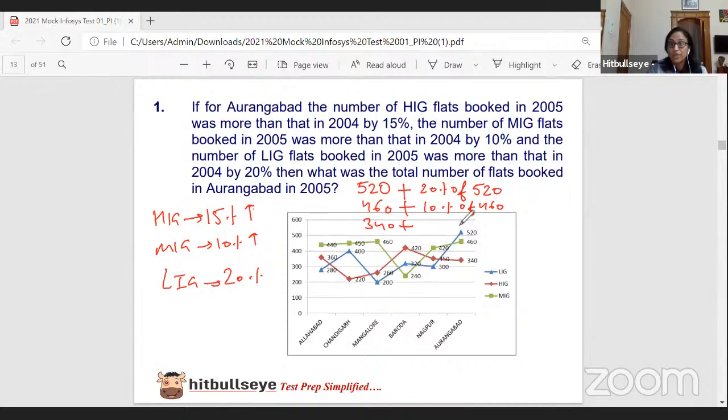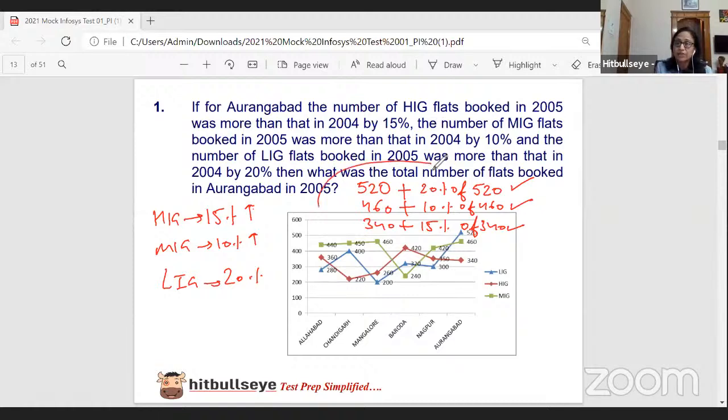All right, so if you are reading a blue figure, 520, which is for LIG, and LIG is seeing an increase of 20%. Good enough till here, right? If you're reading a green figure, which is 460, which is for MIG, and MIG is seeing an increase of 10%. Good enough. When you're reading the figure of 340, it is for the red color. So red color is HIG, which is seeing an increase of 15%. So do not make the mistake of following the same order here and the same order there, and mismatching the percentages. All right, quite a simple, silly mistake, but still can happen.